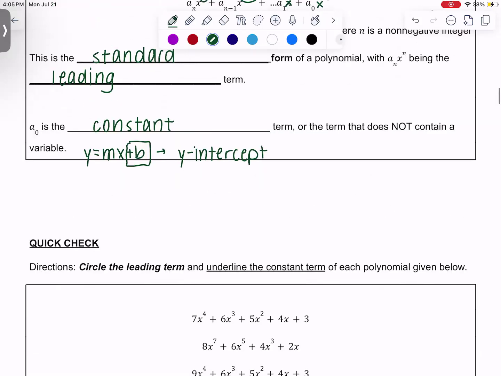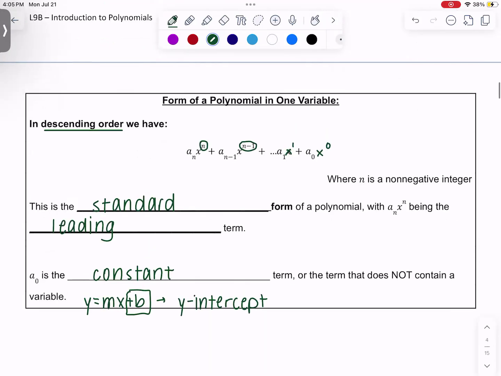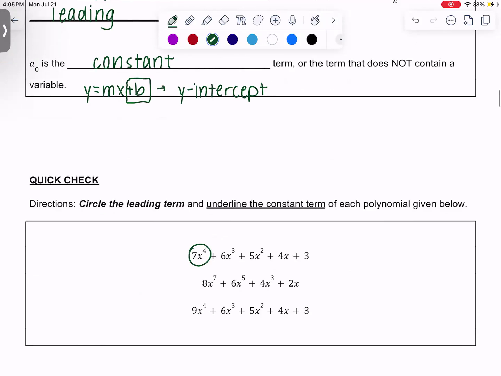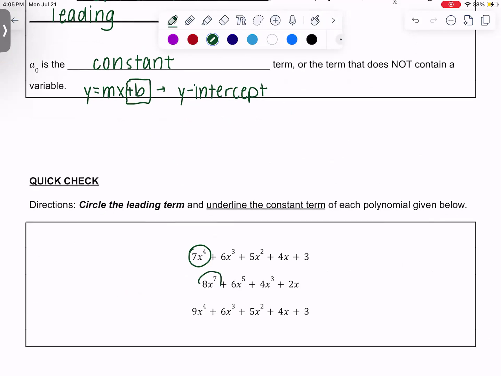And so again, the leading term, we'll see the answers now. The leading term is the one with the highest variable, x to the power of n. Here, the leading term will be 7x to the 4th, the leading monomial. And the second one, it will be 8x to the 7th. And the last one, 9x to the 4th. It's written in the front because it has the highest variable. The constant term is the one with no variable. So here in the first one, it's plus 3. And here in the last one, it's plus 3.